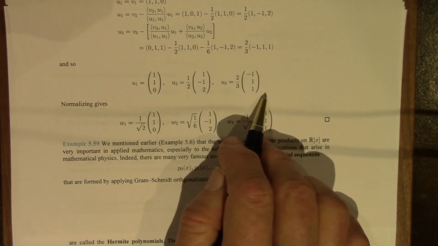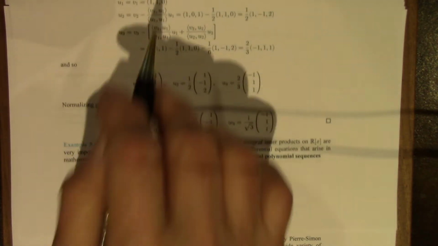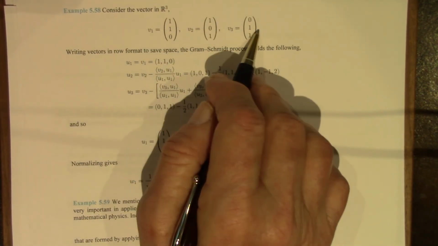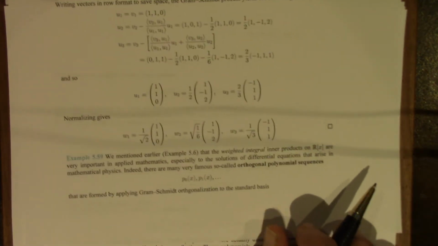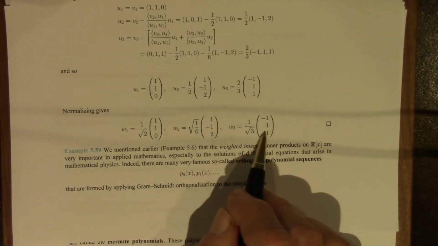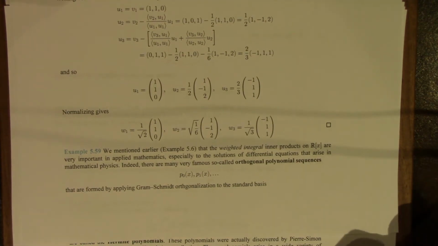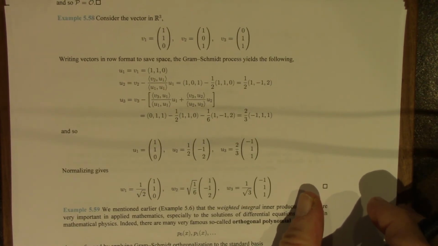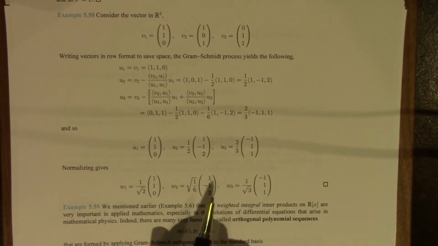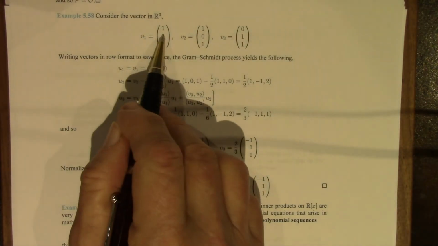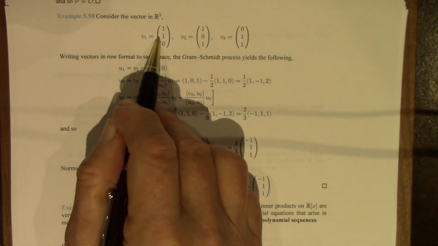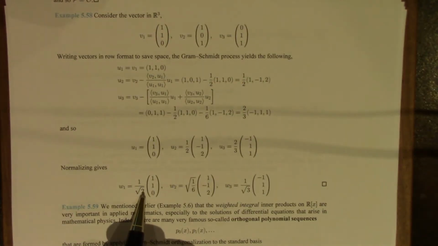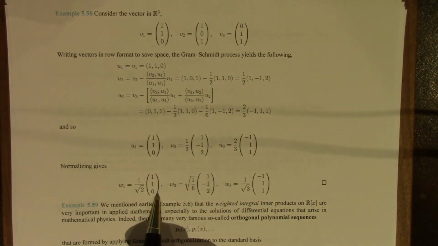So we get these 3 vectors. They are orthogonal. They're non-zero because the original vectors were linearly independent, so no zeros were produced. Normalizing will give us an orthonormal basis for R3. Of course, there are many orthonormal bases for R3. The standard basis is one. The point of this is that the space spanned by the original vector V1 is the same as the space spanned by W1. That's rather obvious since they're scalar multiples of each other.